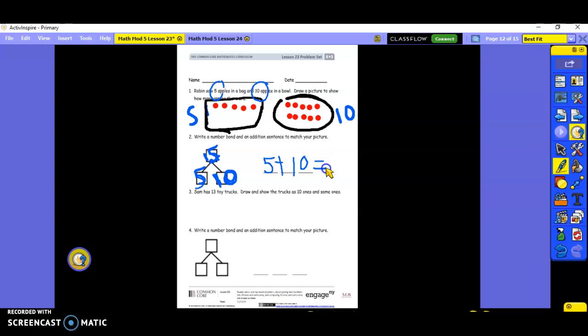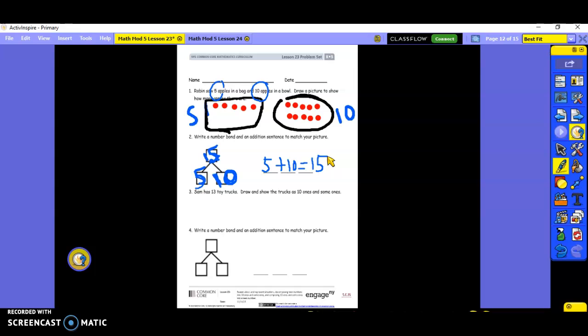Now, Miss Lakia is going to try that again, and I'm going to try to write a little bit smaller to fit that on those lines. 5 plus 10 equals 15. It's a little tricky for me with this pen, but I want you to try to write your numbers on those lines. Part plus part equals whole.